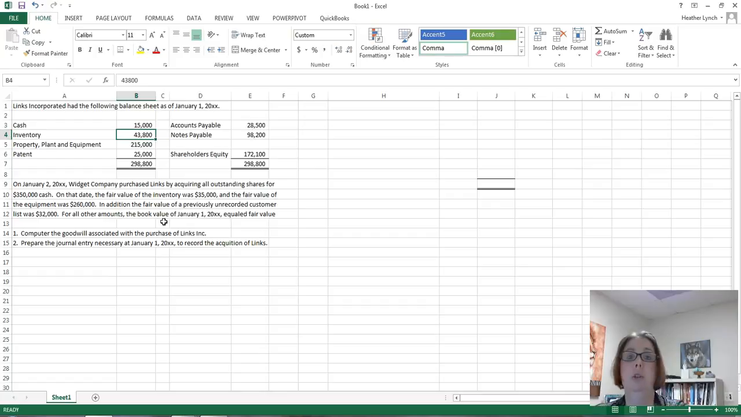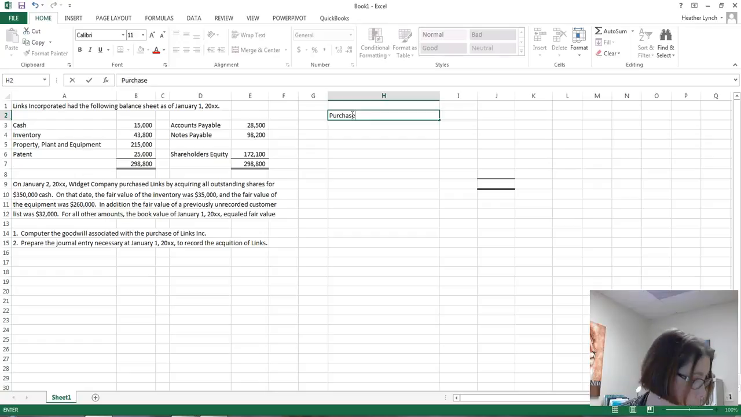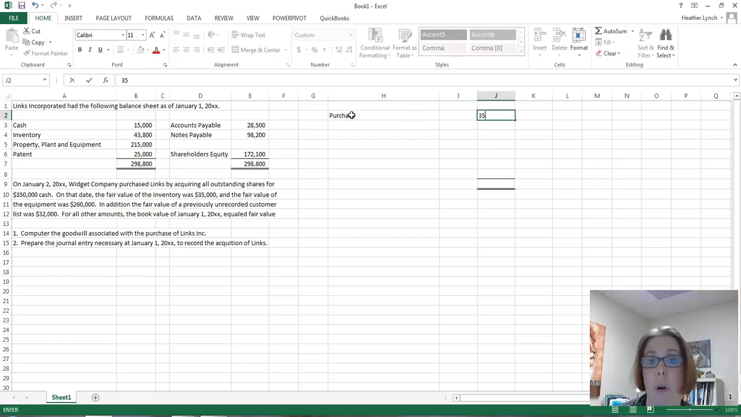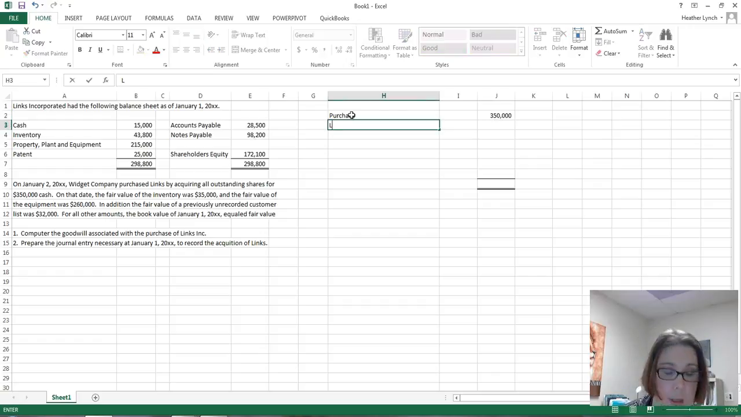So what we need to do is figure out how much our goodwill amount is going to be. I will look at my purchase. We purchased it for $350,000. Then we need to look at Links Company and determine certain variables.